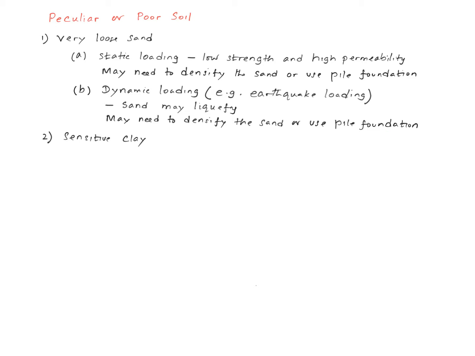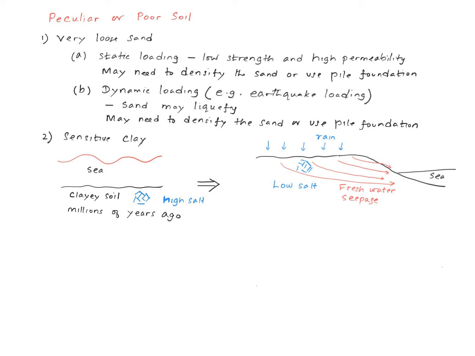In clays, one of the difficult ones is what is called sensitive clay. Supposing we have a clay soil that was formed millions of years ago in a marine environment. As we have seen earlier, in this environment the clay tends to form a flocculated structure. And say at some point the sea retreated and this clay soil became land.